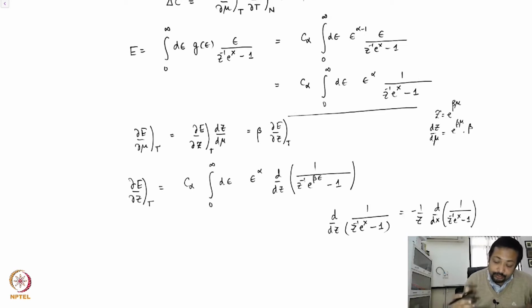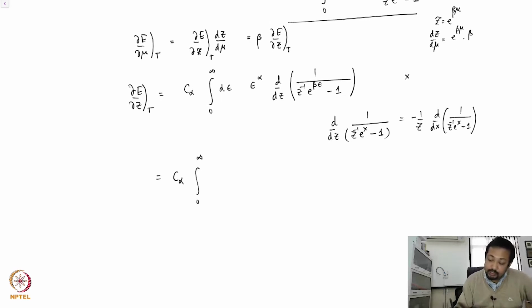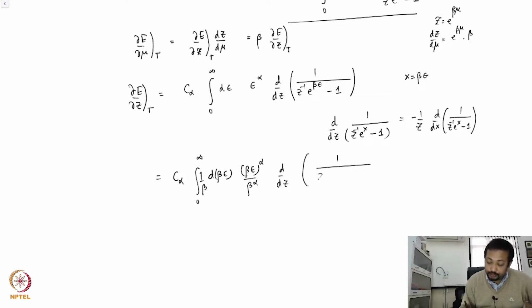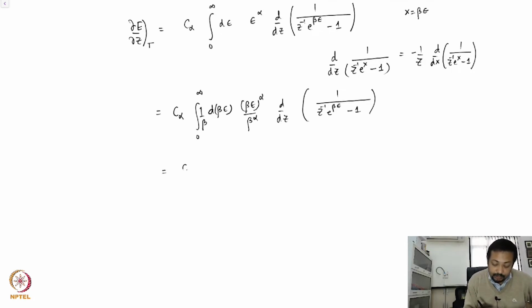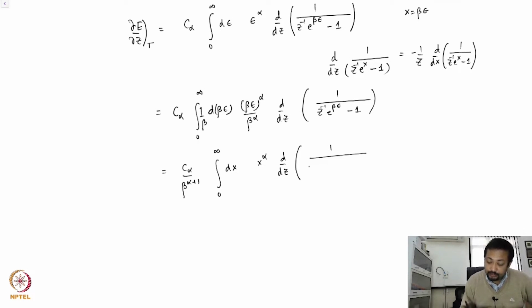Yeah. So unnecessarily I have, anyway, since this is beta x is equal to beta epsilon, I can straightforwardly substitute this as d beta epsilon, 1 over beta epsilon raised to the power alpha, beta to the power alpha, d dz of 1 over z inverse e to the power beta epsilon minus 1, and this becomes C alpha beta raised to the power alpha plus 1, 0 to infinity dx x to the power alpha d dz of 1 over z inverse e to the power x minus 1.